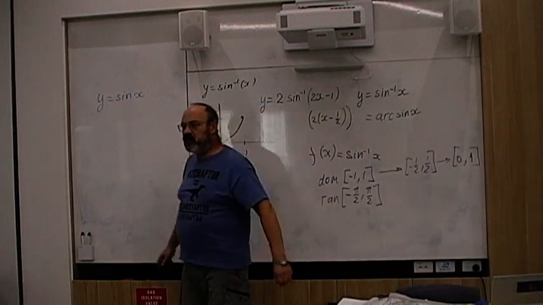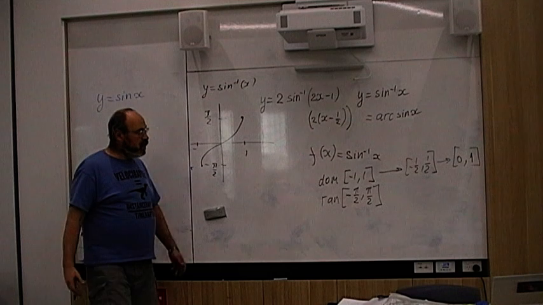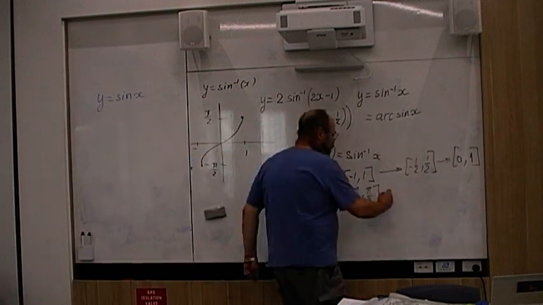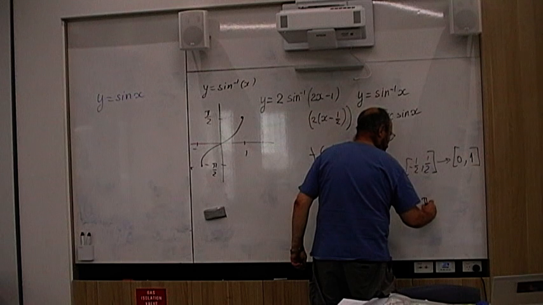And what will be the range? Just times 2, so it becomes negative pi to pi.